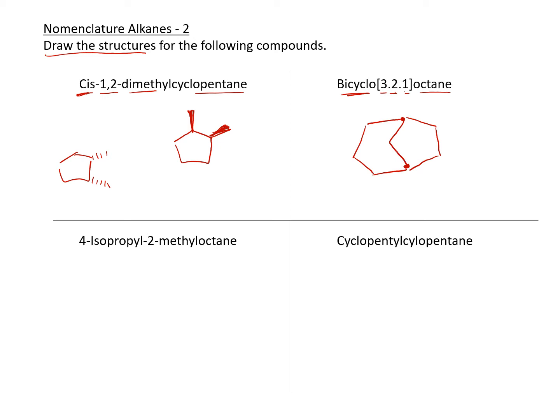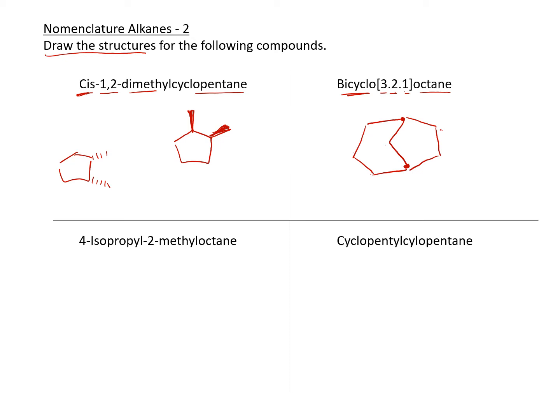You will always have 3 bridges for any bicyclic compound. And the dots here, these are the bridgehead carbons. And really, this is it. So bicyclo 3,2,1 octane. The 3, 2, and then 1, these are the bridging carbons, and that's it for the bicyclic compounds.